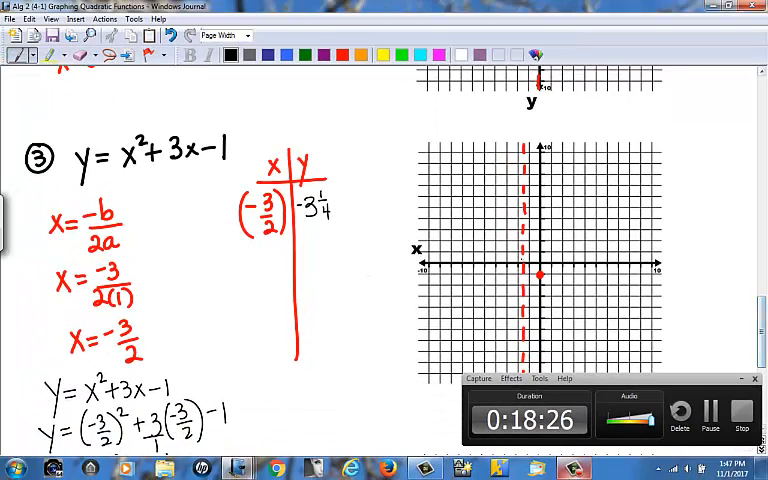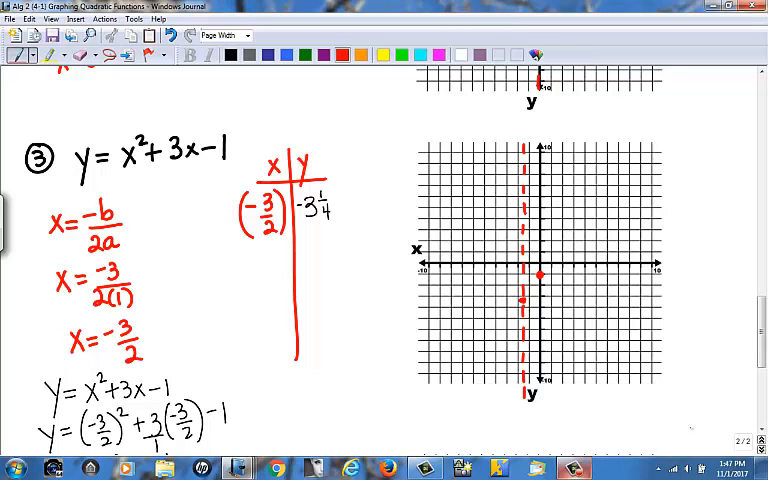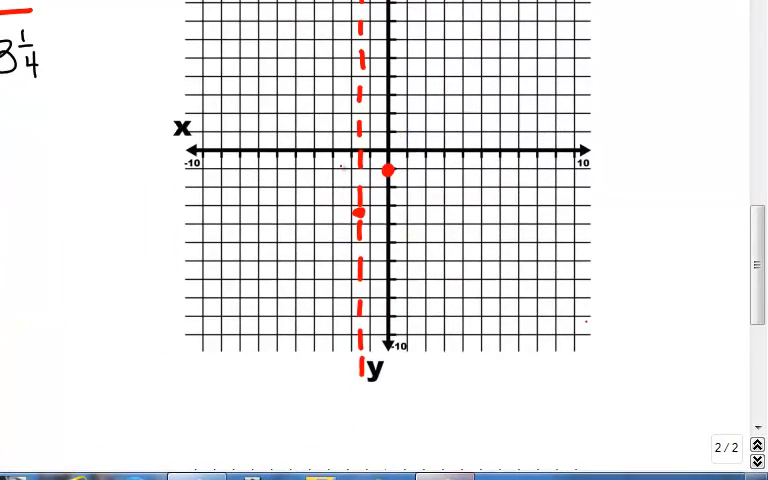Okay, so negative 3 halves, we've already got that, and down, we need to go down 3 1/4. So there's 1, 2, 3, and we're about in here. We're on the axis of symmetry. So you go over, and you go down 3 1/4. So you're right about in here. We should be able to find the other point right here. This one's over 1.5, so go 1.5 over to the other side. So it should be about in here, right?